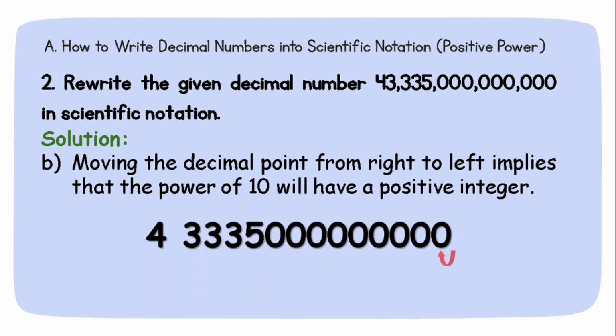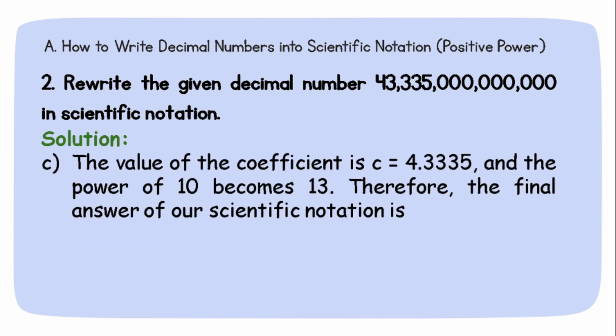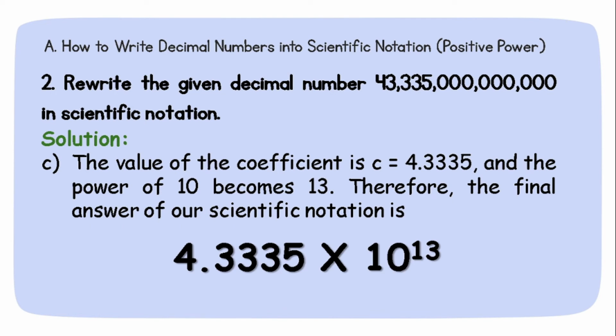and that is 1, 2, 3, 4, 5, 6, 7, 8, 9, 10, 11, 12, 13 decimal places to the left. Finally, the value of the coefficient is C equals 4.3335 and the power of 10 becomes positive 13. Therefore, the final answer of our scientific notation is 4.3335 times 10 raised to 13.